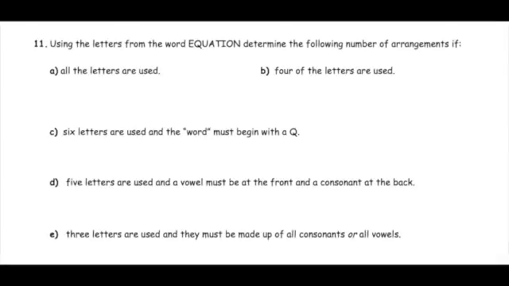Using the letters from the word equation, determine the following number of arrangements if A. All the letters are used, B. 4 of the letters are used, C. 6 letters are used and the word must begin with a Q, D. 5 letters are used and a vowel must be at the front and a consonant at the back, and E. 3 letters are used and they must be all made up of consonants or all vowels.